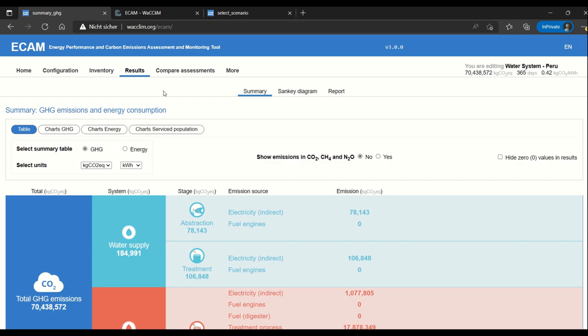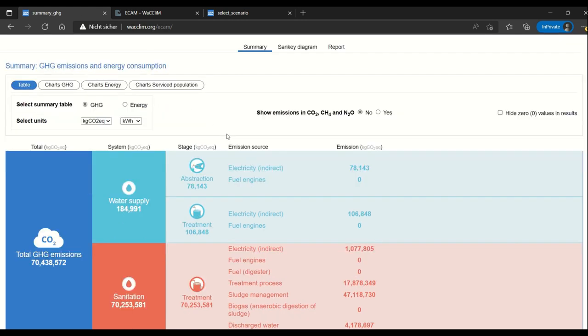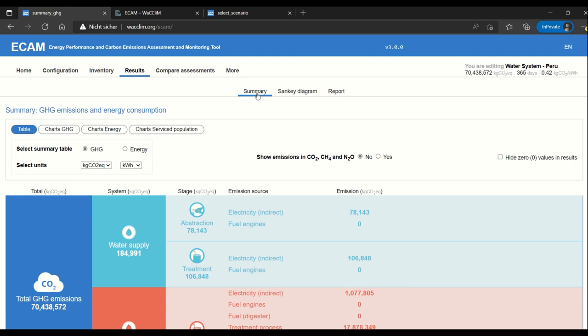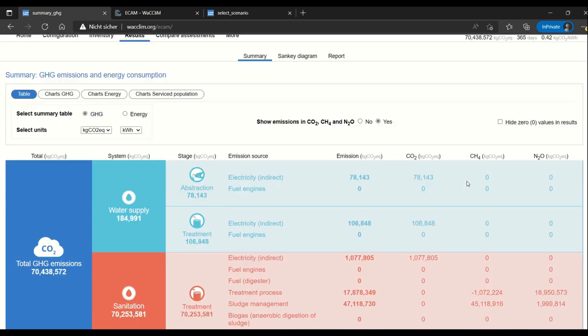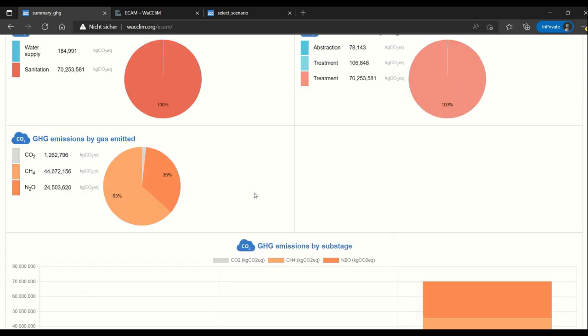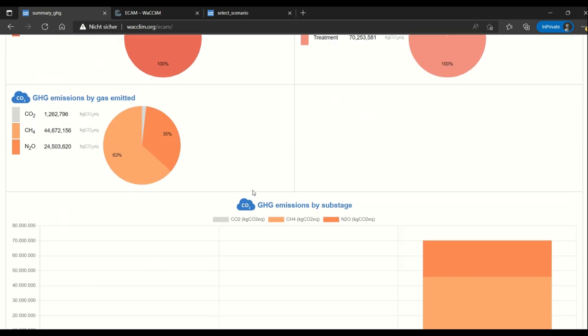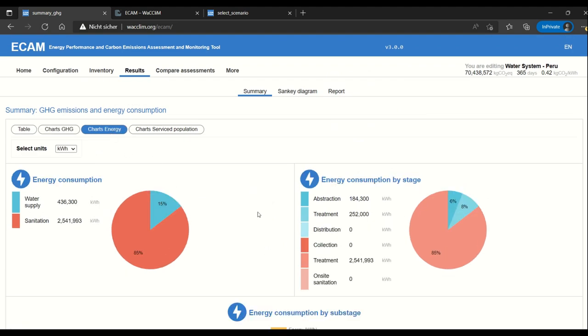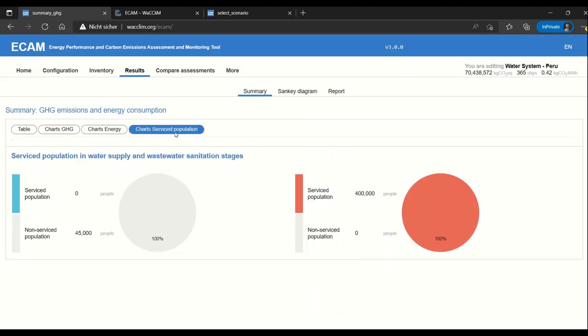I will enter the results section and first would like to show you all that here in the summary, there are several tables and charts that you all can look at. There are also a few options specifically for this table. For example, you can look at the greenhouse gases or energy and also show emissions by gas or not. And also you can hide zero values, that makes the summary look a bit more simple. There are also these various charts, pie diagrams about GHG emissions, and also energy charts, and finally charts about the serviced population.